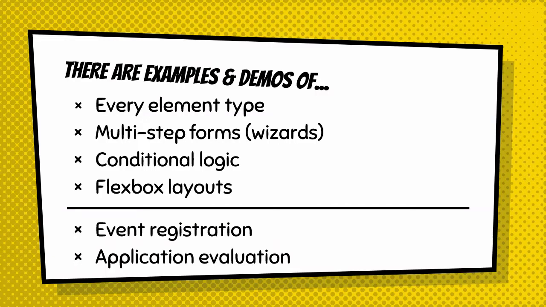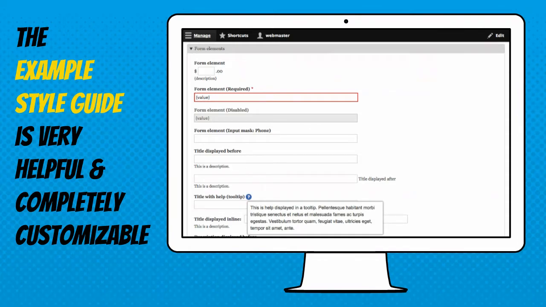And there's even a form that shows you, how to put it, every possibility you might want to do with a flexbox layout. And there are examples of building complex applications like an event registration system or an application evaluation system. And the key example that everyone should look at and probably use on their project is an example of a style guide, and it's very helpful.